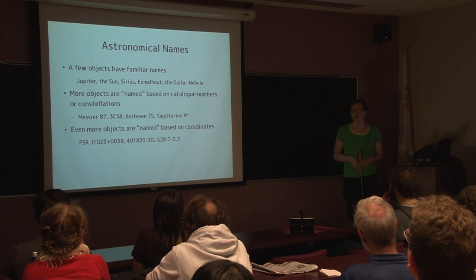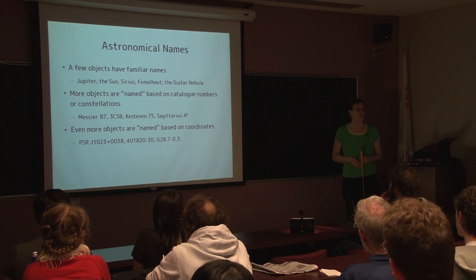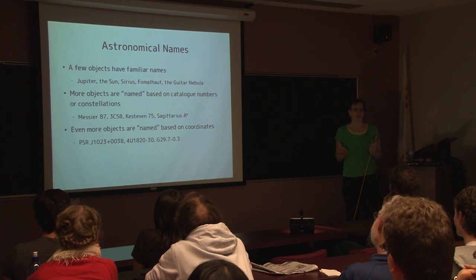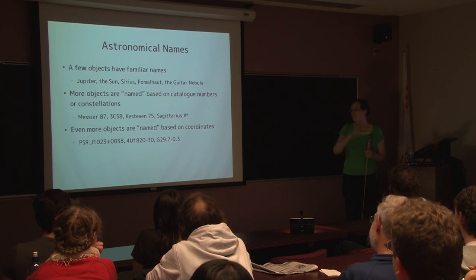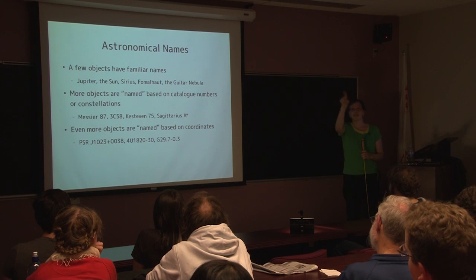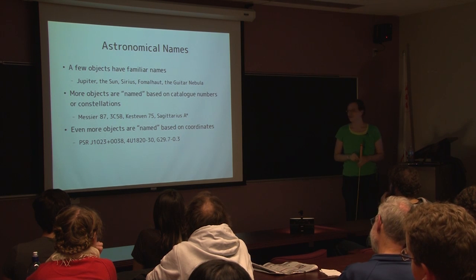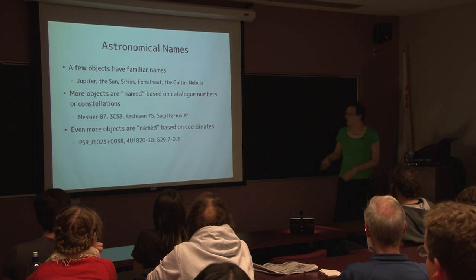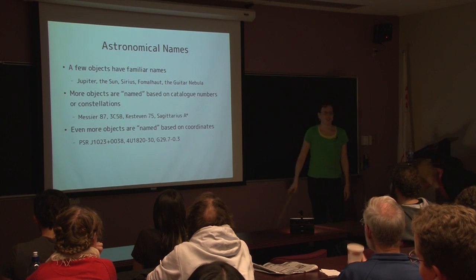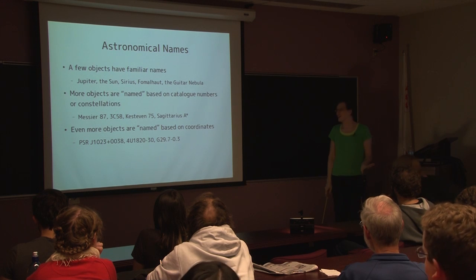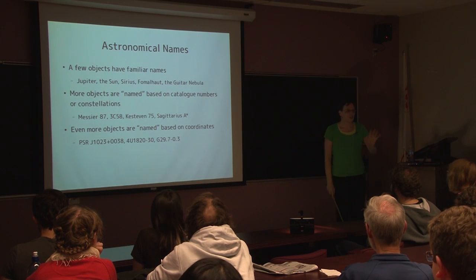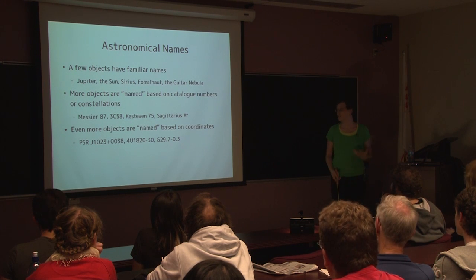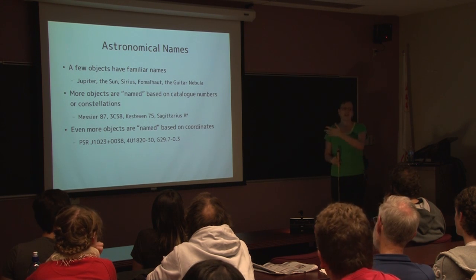So these days, objects tend to be named based on their coordinates in the sky, which is even worse. So you might have a pulsar that's named PSR J1023 plus 038, because that's where it is in the sky. Or 1820 minus 30, because that's where it is in the sky. Or G29.7 minus 0.3, because that's where it is. These are galactic coordinates, and these are right ascension information. Right? All this to say, I'm sorry, a lot of these names are going to look like gibberish, because we ran out of comfortable names a long time ago.